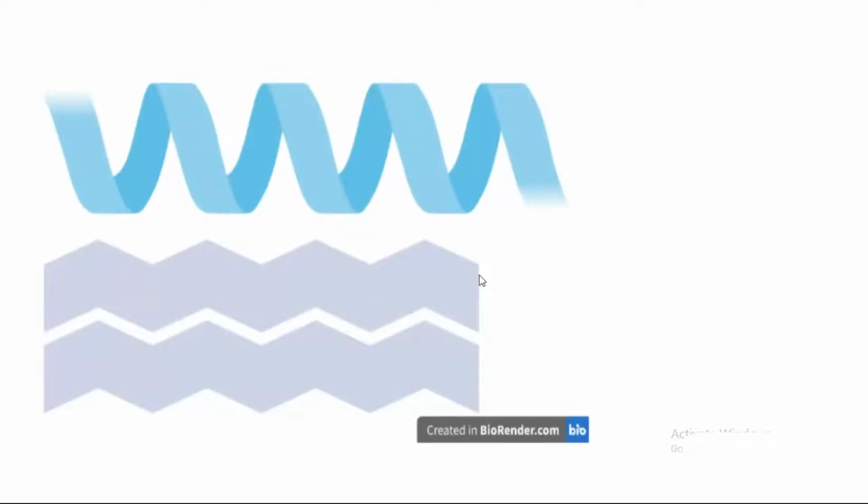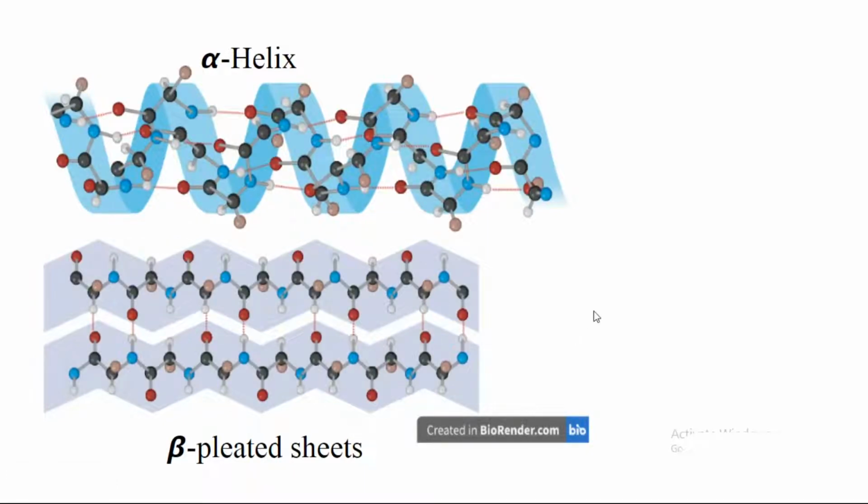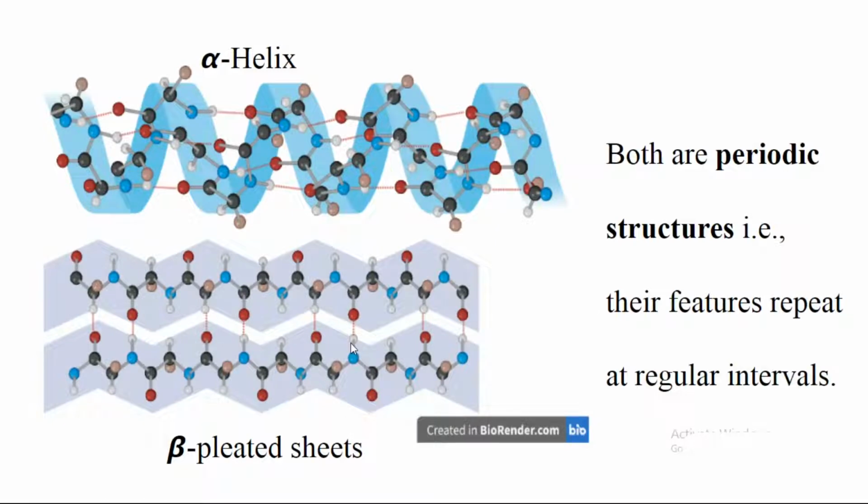So here are the illustrations of both structures. You can guess the upper one is of alpha helix and the lower one is of beta pleated sheets. And you can see the interactions, how these amino acids are forming bonding with the polypeptide backbone. Since these two are repetitively occurring features at regular intervals in a protein structure, we say that these are periodic structures, because the features repeat at regular intervals.